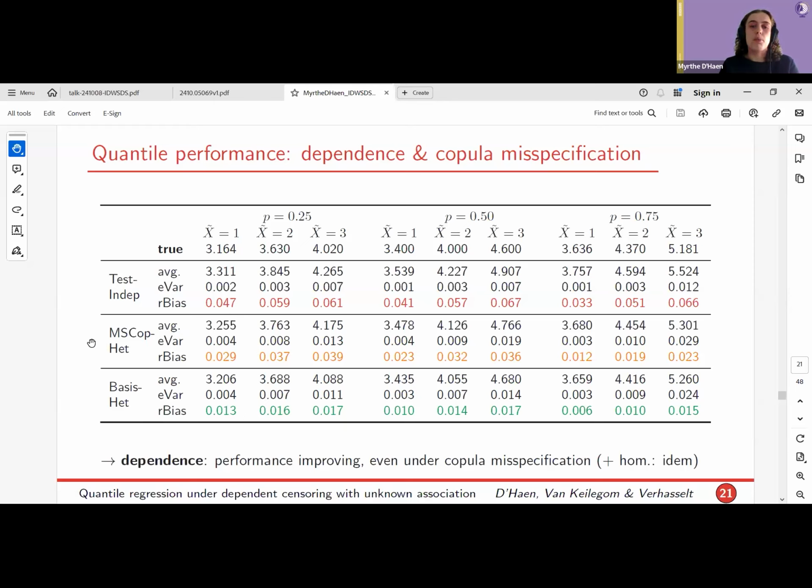But even in case you misspecify the copula, for instance, you use a Gumbel copula for the fitting instead of the Frank copula, then still the bias is lower than in the case of the independence one. So in other words, in case where there is dependency in the censoring, applying our methodology is performance improving, even if you would misspecify the copula. And all of this also holds for the homoscedastic case.